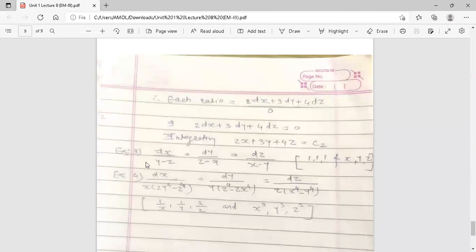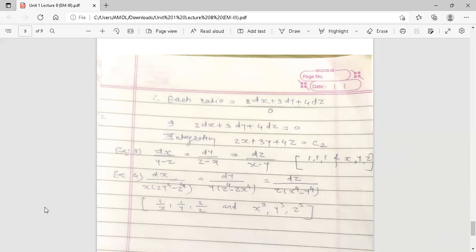Okay. Now these are the examples we try to solve. We take it as homework and try to solve: dx upon y minus z is equal to dy upon z minus x is equal to dz upon x minus y. And the hint is given that the multipliers are 1, 1, 1 and x, y, z. Using these multipliers, we will get two sets of solutions.